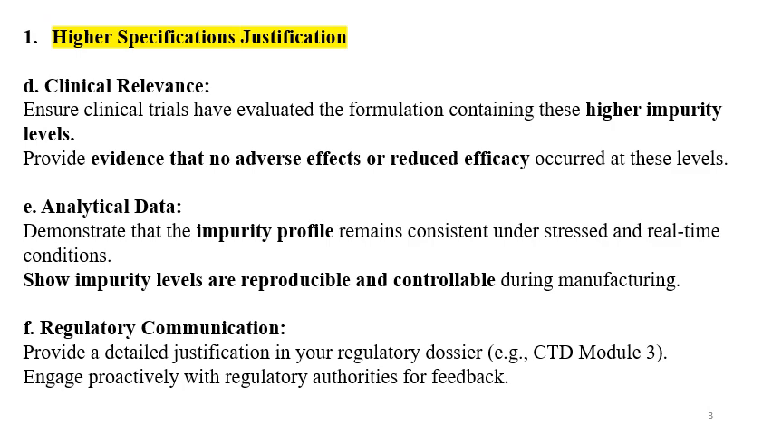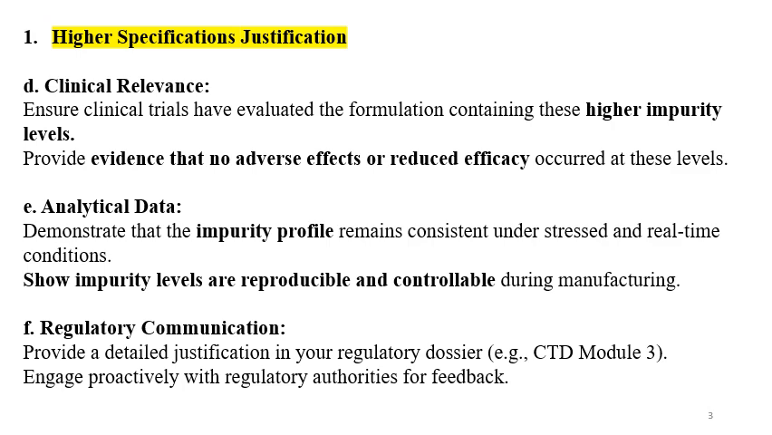For example, if the impurity A limit is 0.5% for your product and you are observing it at 0.7% or 1%, then you need to justify. And justification needs thorough evaluation of the impurity and qualification. Then next step is the analytical data. Demonstrate that the impurity profile remains consistent under stressed and real-time conditions. Show impurity levels are reproducible and controllable during manufacturing. This is very important point to understand.